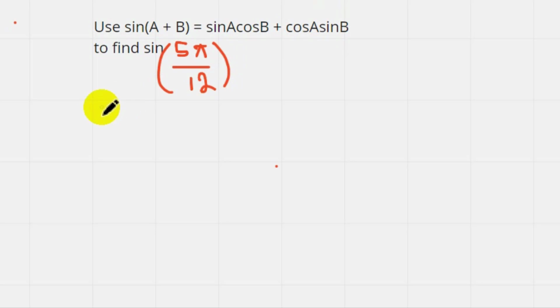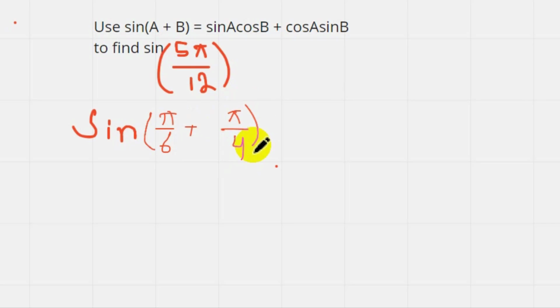So now I can write sin, instead of 5 pi over 12, which is 75 degrees, pi over 6. What is pi over 6? Pi over 6 is 30 degrees, plus pi over 4. What's pi over 4? Pi over 4 is 45 degrees, so 30 plus 45 is equal to 75 degrees.